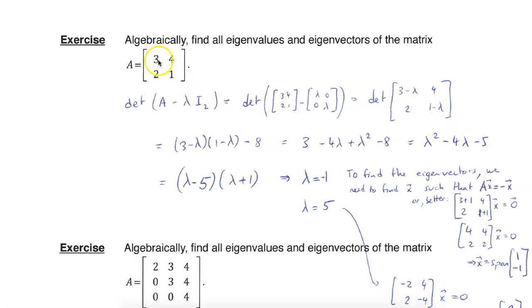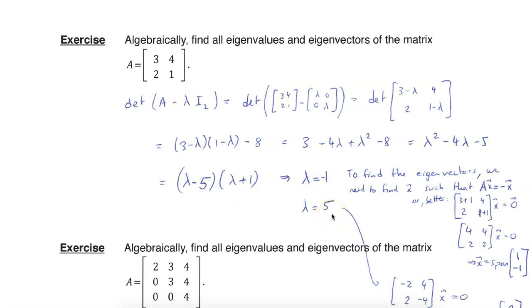So 3 minus lambda, 1 minus lambda, and nothing else changes. And we want this determinant to be equal to 0. So let's work through. We find the determinant here, a few steps in order to reach determinant of A equals lambda minus 5 times lambda plus 1. And if this is equal to 0, it means lambda equals negative 1 or lambda equals 5.